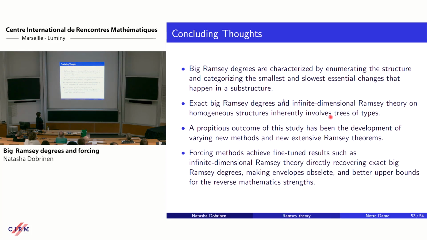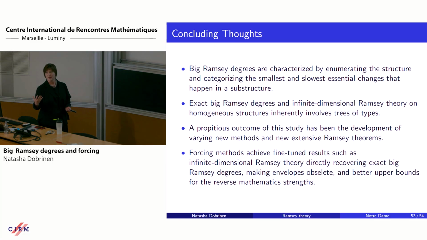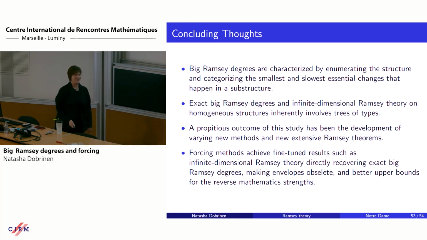Exact Big Ramsey degrees and infinite dimensional Ramsey theory on homogeneous structures inherently involve the tree of types because you've enumerated it and then it's just there. You can't get around it. A nice outcome has been the development of varying new methods, which I mentioned in my 10 pages of what's happened since 2017. And forcing methods are really the way to achieve the fine-tuned results at whatever level you're looking.